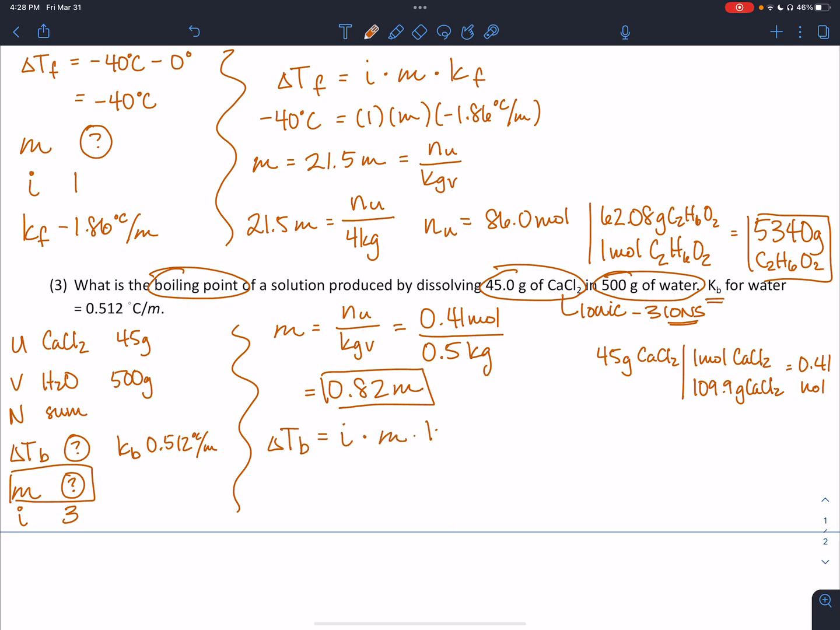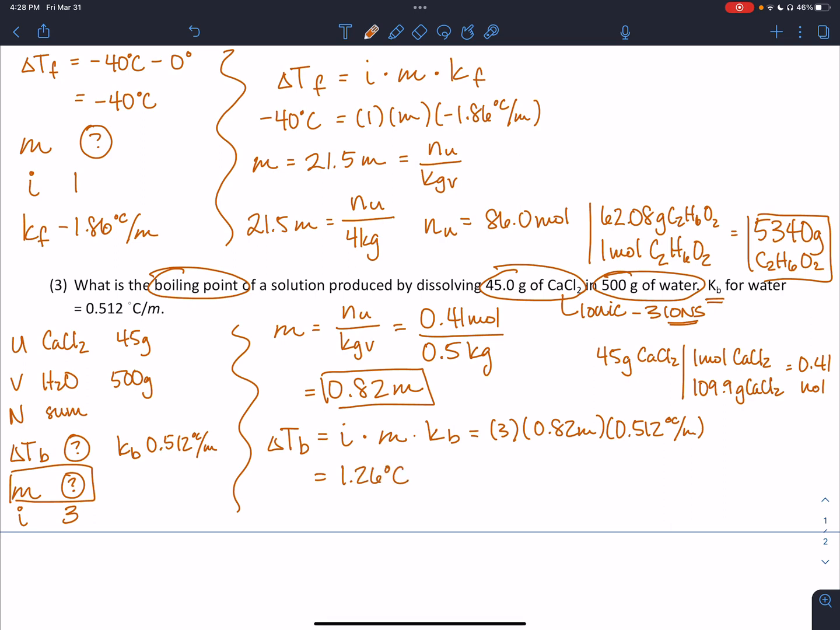Remember, that's going to be equal to the Van Hoff factor times the molality times Kb. So the Van Hoff factor here is 3. We found the molality to be 0.82 molal, and for water, the Kb is 0.512 degrees Celsius per molal. So our change in boiling point is going to be 1.26 degrees Celsius.